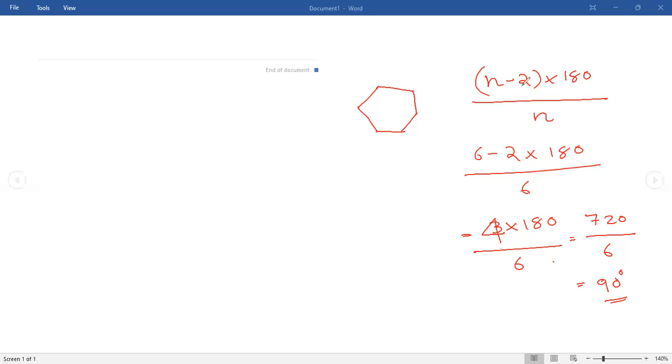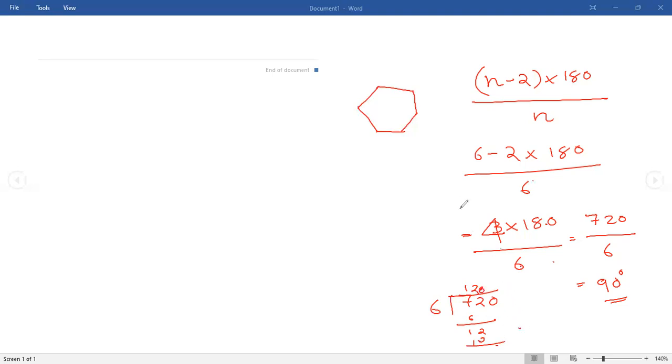This is 6, right? 6 minus 2. Regular hexagon, right? 6 minus 2 is 4. 4 into 180 divided by 6. This is 720. Yes, that's a mistake here. 720 divided by 6 will be equal to 120. Yes, 120 is the answer here, right?